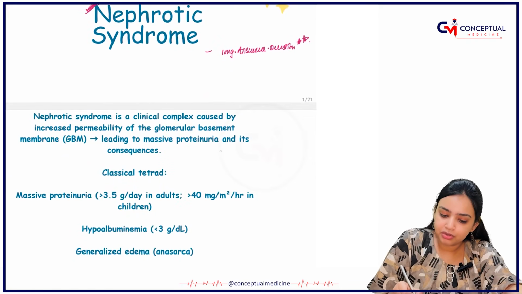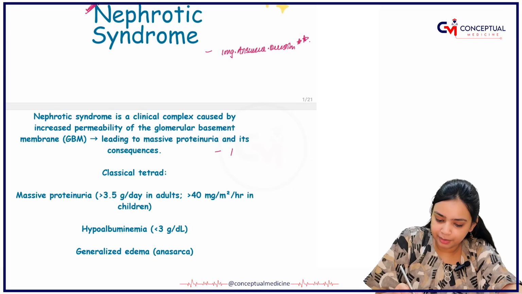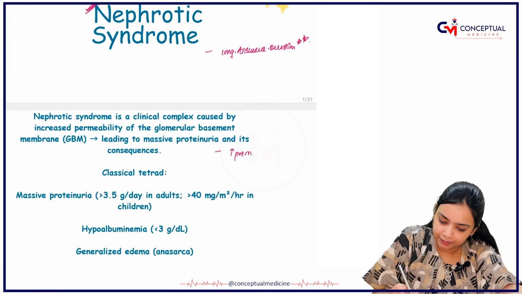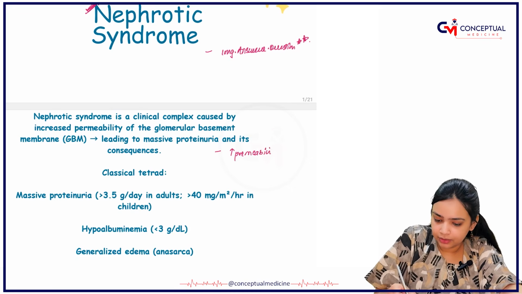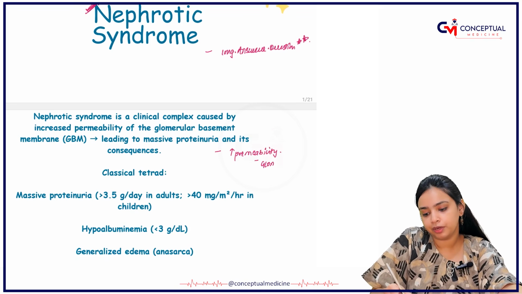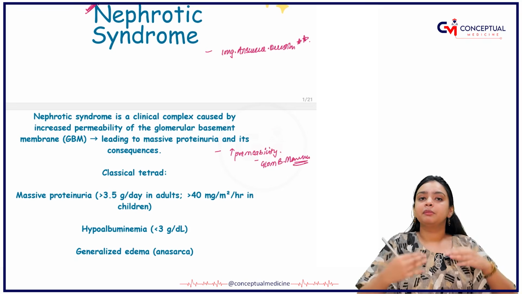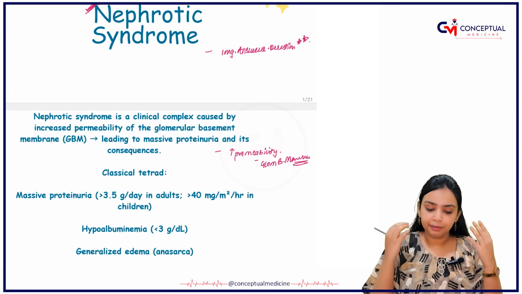So nephrotic syndrome is basically a clinical syndrome characterized by increase in the permeability. Increase in the permeability of what? Increase in the permeability of glomerular basement membrane.